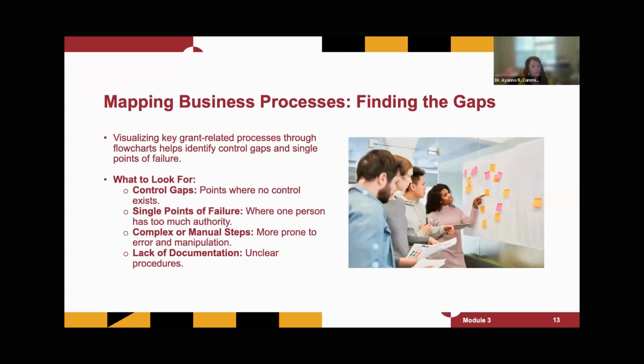Next slide. As we map our business processes and find the gaps in those processes, we're visualizing our key grant processes through flow charts, whether we're using squares or rectangles or diamonds, and all of the capacities of a flow chart. Those key processes help to identify the gaps in our internal controls and the points of failure that are misses in that process versus hits.